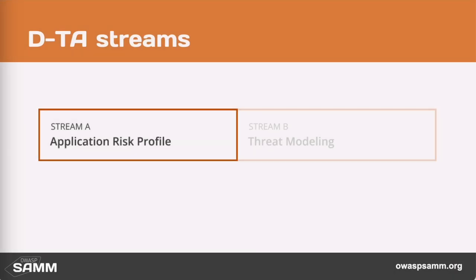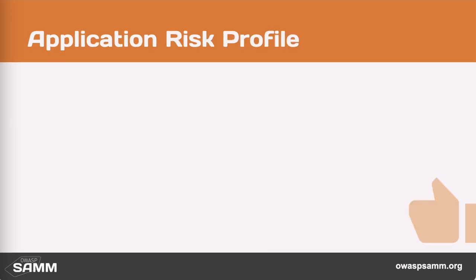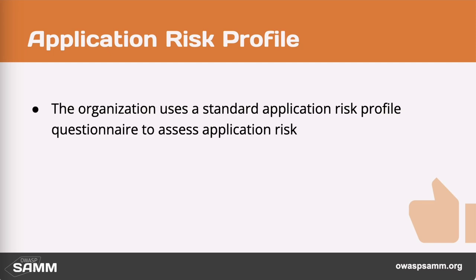Let's have a closer look at the first stream where we deal with business risks. Now, what does good look like for the application risk profile stream? Well, first of all, you have an application risk profile questionnaire. When you are looking across the portfolio and you need to say, what is the impact on our applications? You want to have a consistent bar that tells you the reality across all of them.